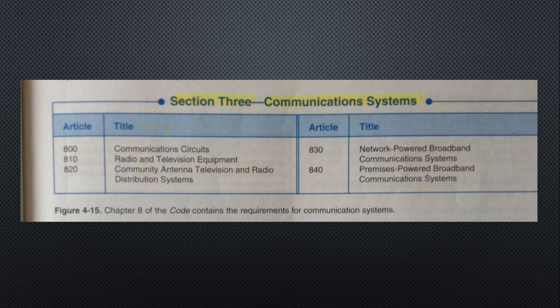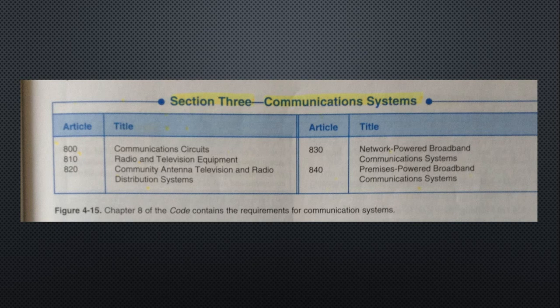Code content and arrangement. The code consists of an introduction and 9 chapters. These chapters are divided into 4 sections. General installations, chapters 1 through 4.